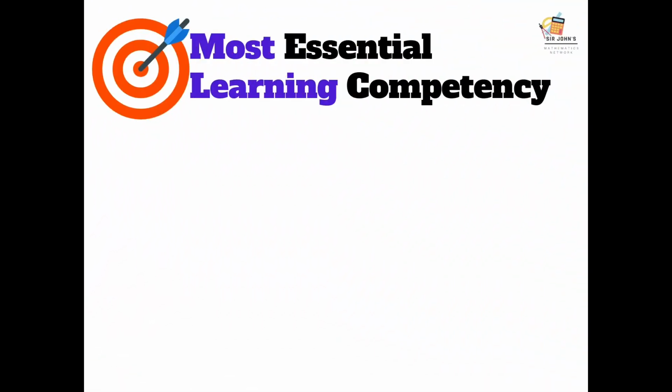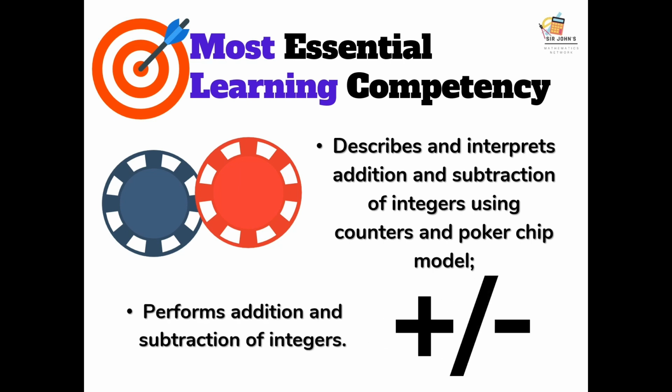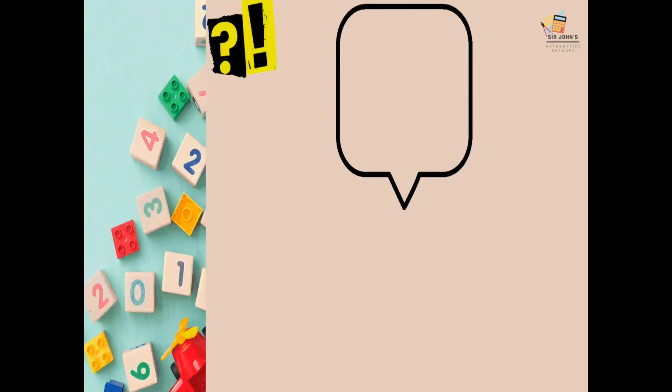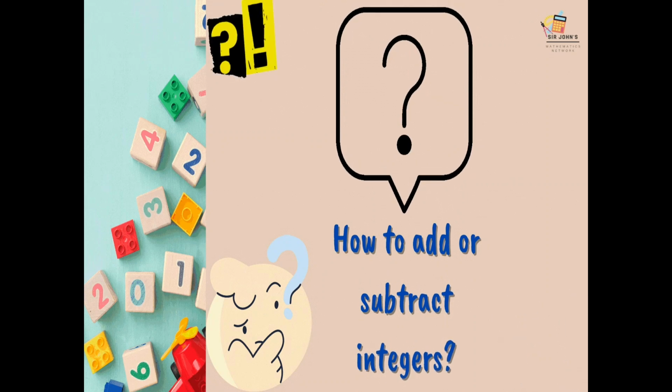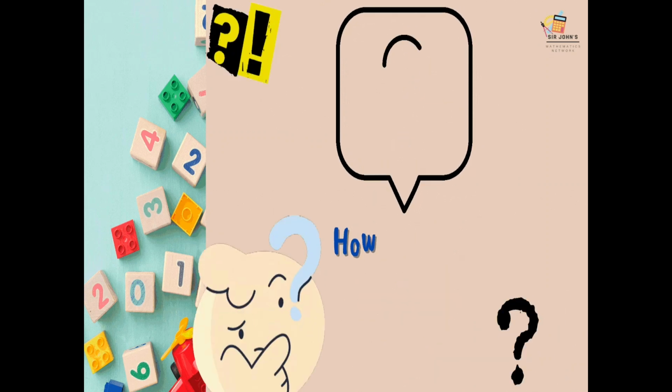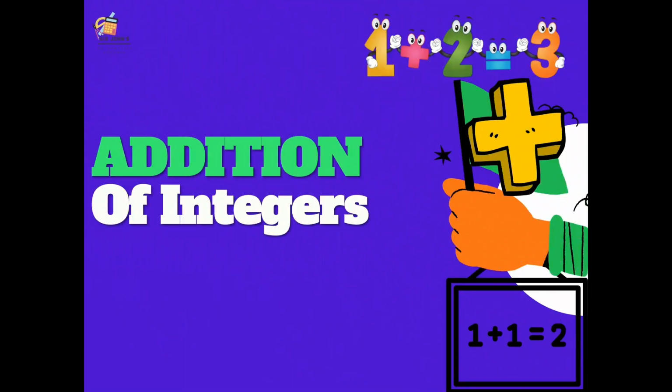Most essential learning competency: describes and interprets addition and subtraction of integers using counters and poker chip model. Performs addition and subtraction of integers. At the end of our lesson, you're able to answer how to add or subtract integers. Now, let us discuss addition of integers.